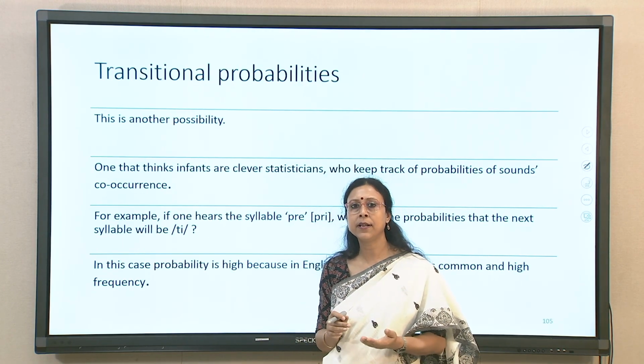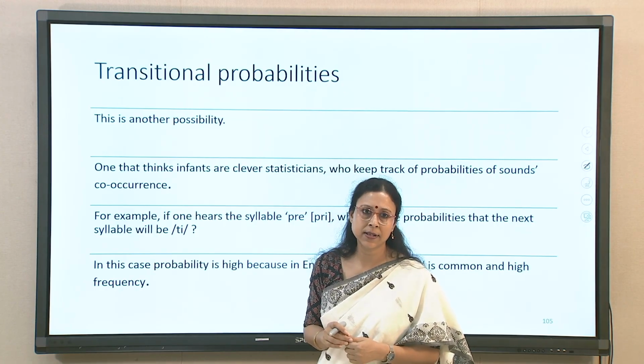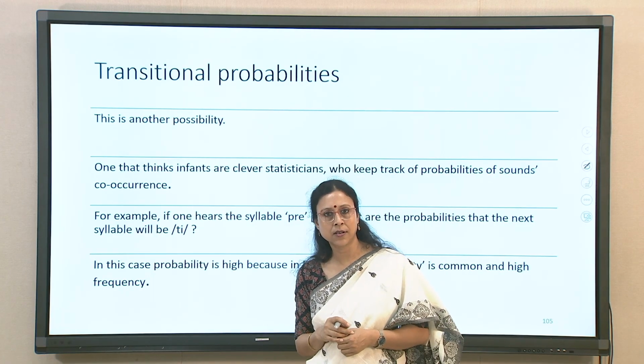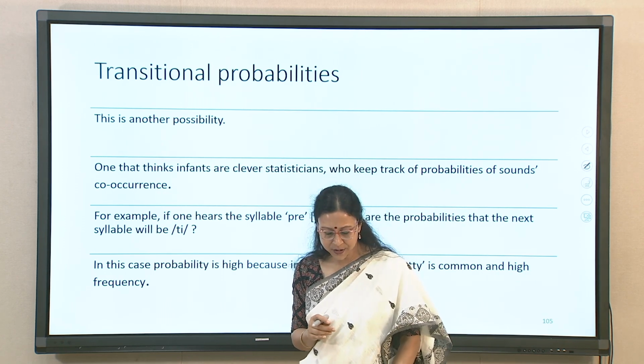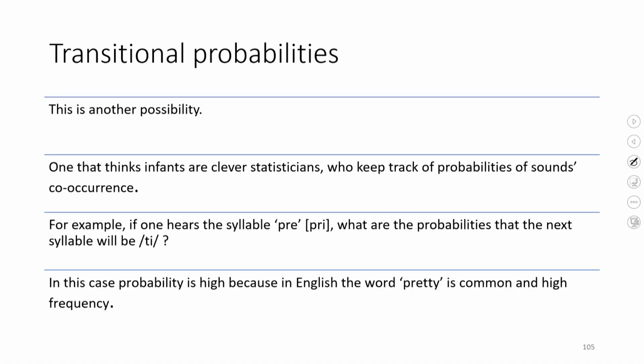Now, there is another possibility that has been put forward to take care of the previous problems. This is called transitional probabilities. This one takes care of the statistical understanding. This looks at the whole problem in terms of statistical probabilities. What are the probabilities of certain kinds of sound combinations appearing in word initial, final, and word boundary positions? If the child has that kind of understanding, then they can use it. So, the idea here is that infants are clever statisticians who can keep track of probabilities of sound co-occurrence. What kind of sounds can co-occur?